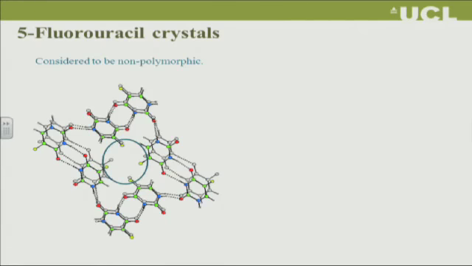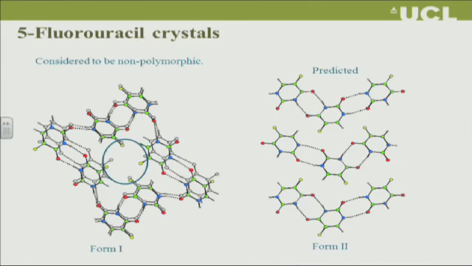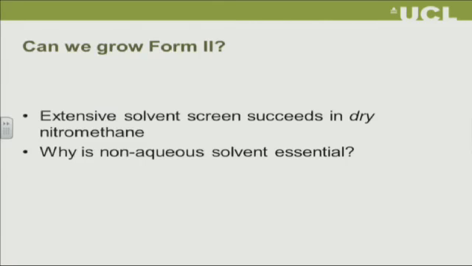They then predicted, using their methods, that there was another way in which you could pack these molecules together in this crystal. Here it is. And that hadn't been seen before, but then in some excellent experimental work they were able to grow form 2. So that was a real prediction. They tried lots of different solvents for this, and they found that nitromethane, which is a very dry solvent, succeeded in growing that crystal structure. Now, if I get a few minutes, I'll explain how we've solved the problem of why they need this particular solvent to grow that crystal.